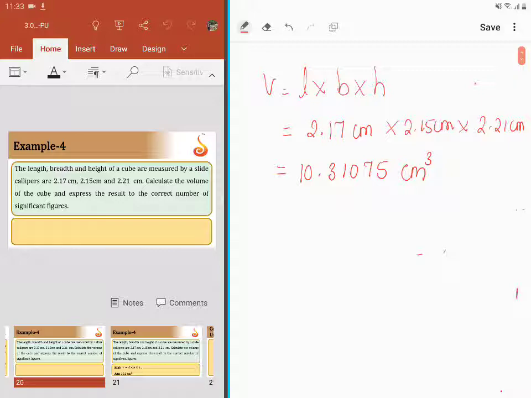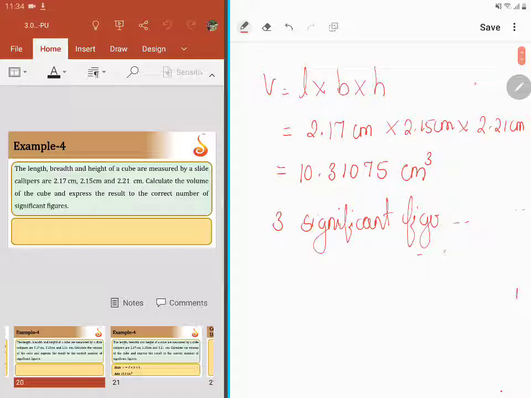Now when we need to express this in correct significant figures, you need to look for the least significant figures in the readings given. You can see that each quantity they have given, length, breadth, or height, everything has three significant figures. So your answer should also have three significant figures only. If you check for the least significant figure here, everything is three. So your answer should also have three significant figures.